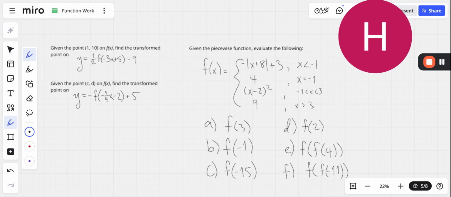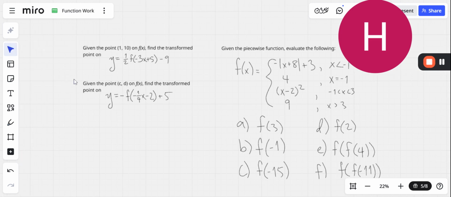Go ahead and give yourself about 12 minutes or so. Try to work this out for yourself first, maybe 15 minutes if you need it. And then when you're ready, unpause the video. Come on back. See how we did it here.